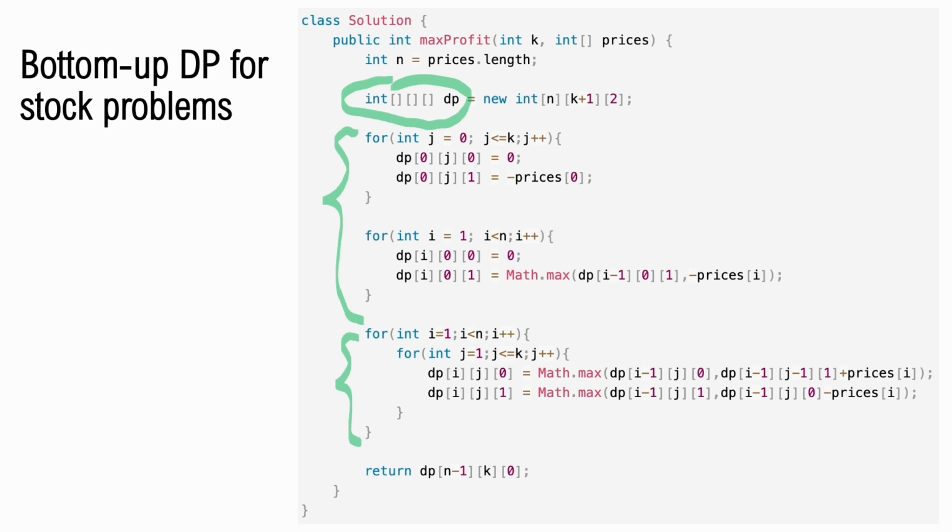Depending on if you have no stock or one stock at the end of each day, your optimal solution will be based on the optimal solution from the previous day. If you have no stock, you either rest today or sold the stock today. If you have one stock by the end of the day, you either rested from a previous day or you bought the stock today. And then you will return the optimal solution at the end of the last day with k transactions and no stock in your account.